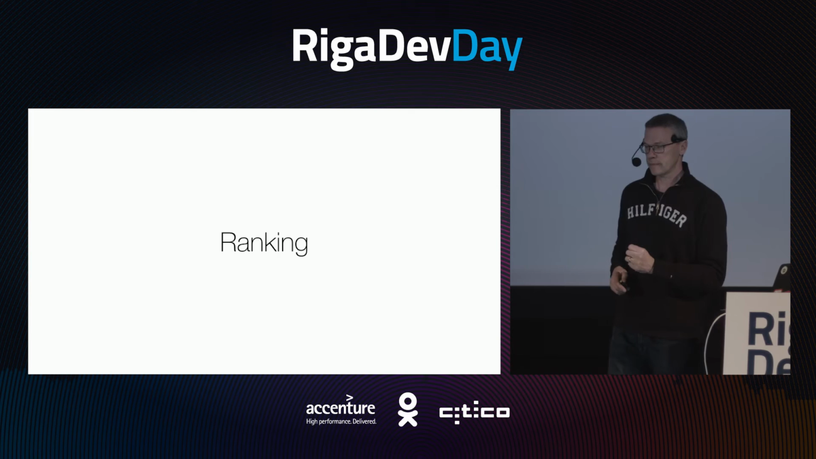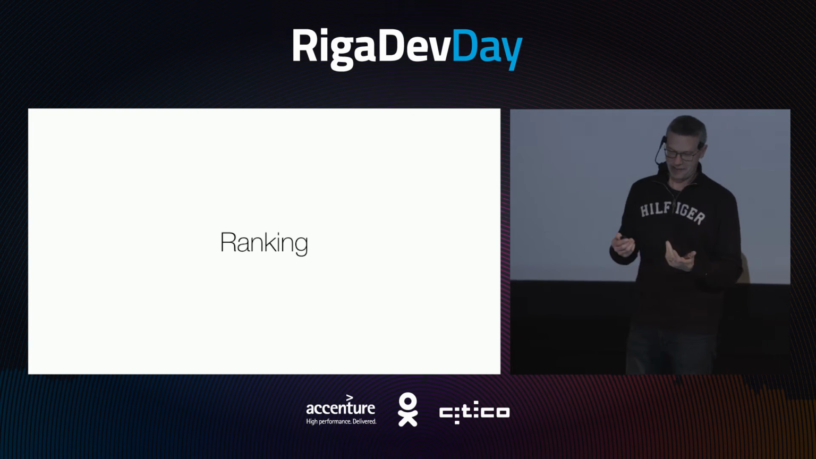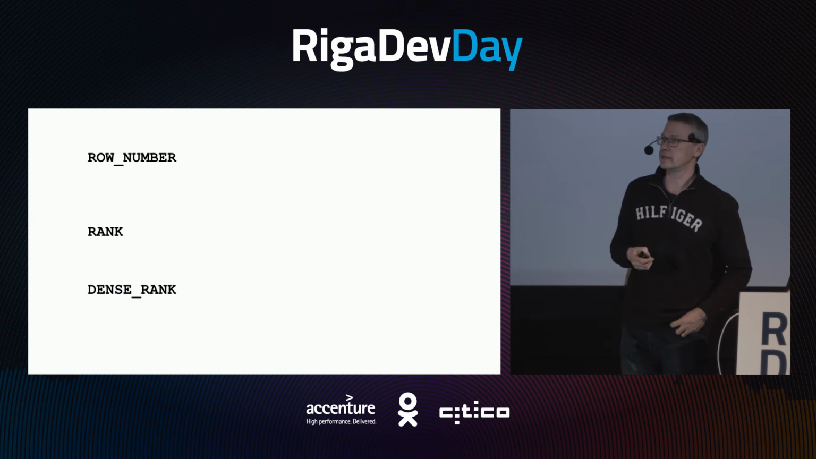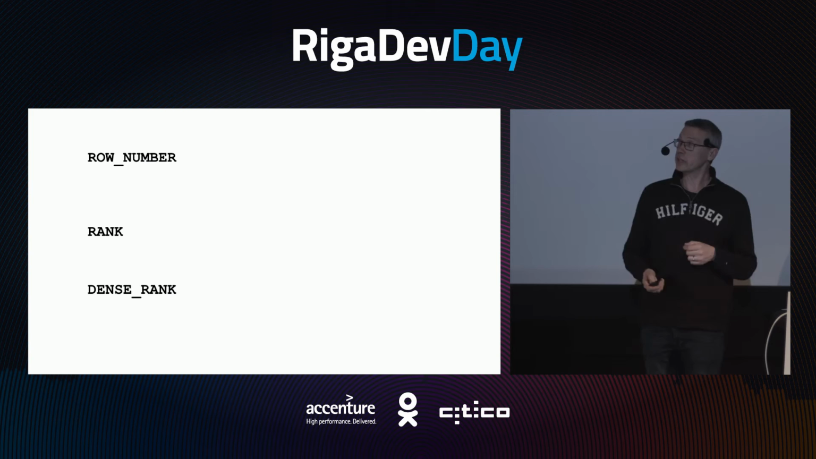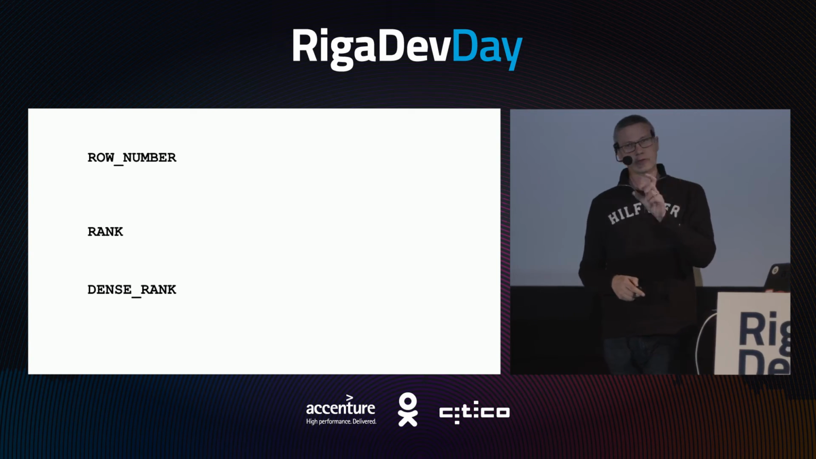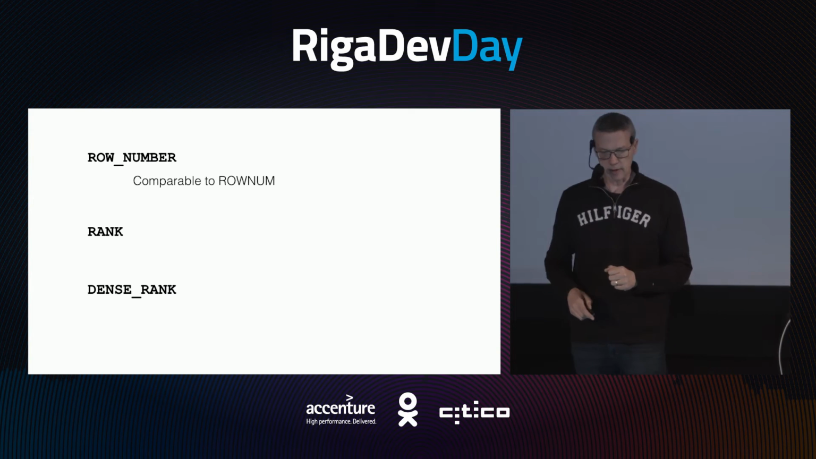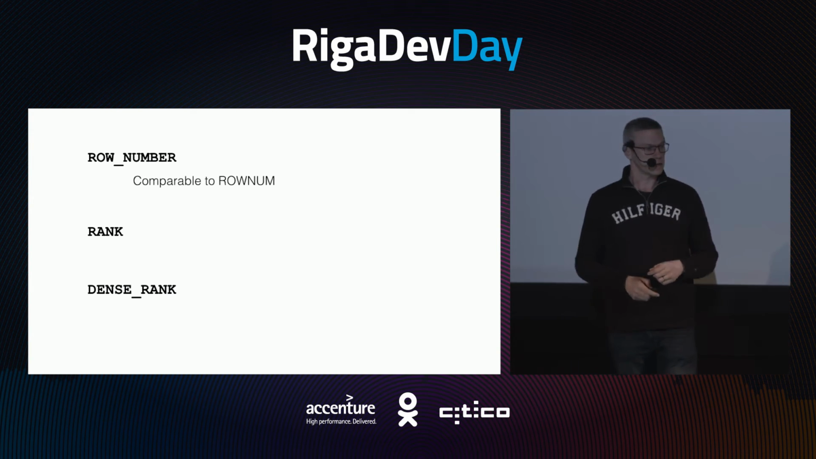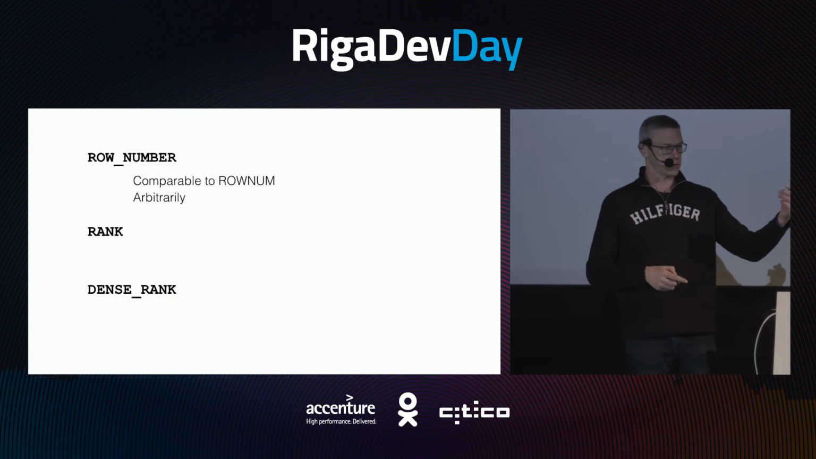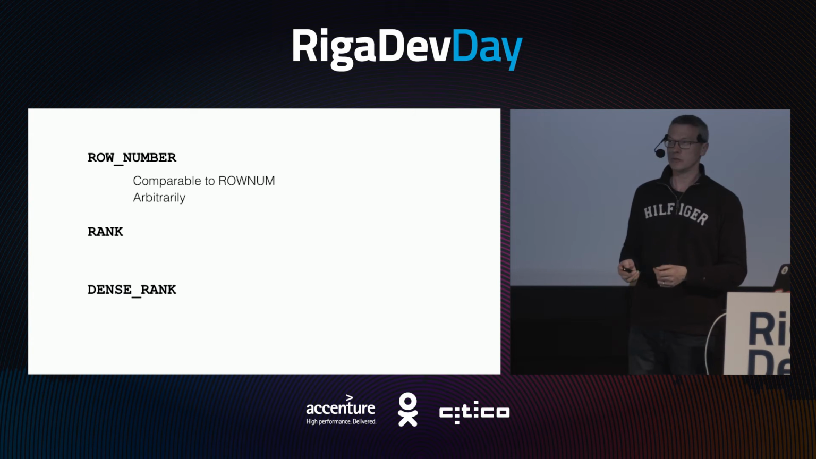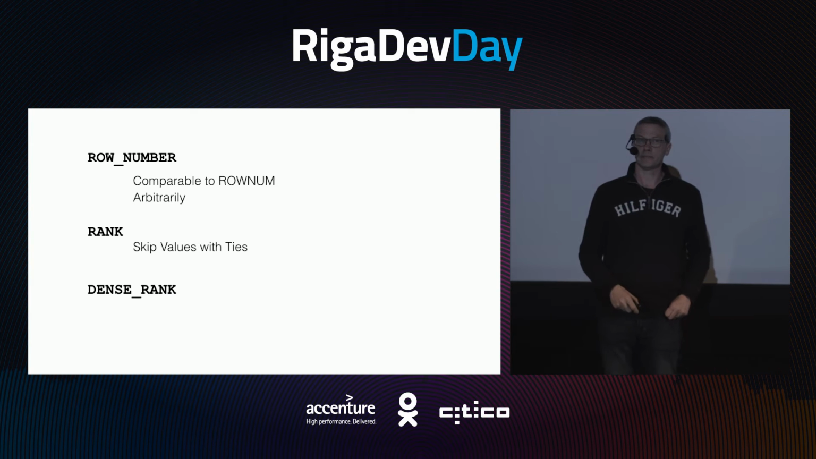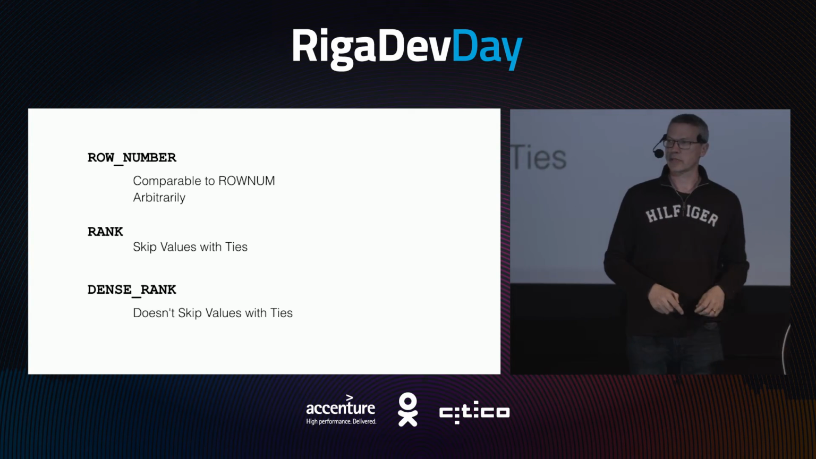Ranking. I like ranking as well. They got 3 flavors of ranking functions in the analytic realm: row number, rank, and dense rank. And there are some subtle differences between the 3. Row number is comparable to rownum, so it just assigns the numbers arbitrarily. It just says, you're 1, you're 2, you're 3. Doesn't have to be really true though. The rank can skip values, while the dense rank doesn't skip values.